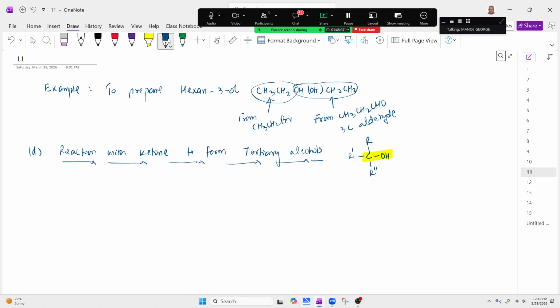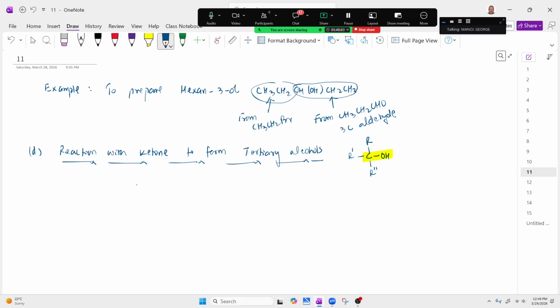So now is the good time for you to summarize. If you want carboxylic acid, react with CO2. If you want primary alcohol, react with methanol. If you want secondary alcohol, react with any other aldehyde, ethanol, propanol, butanol, whatever. And if you want a tertiary alcohol, react with the ketone. So you got to memorize them. Okay? And reactions are pretty straightforward. So let's do some reaction there.